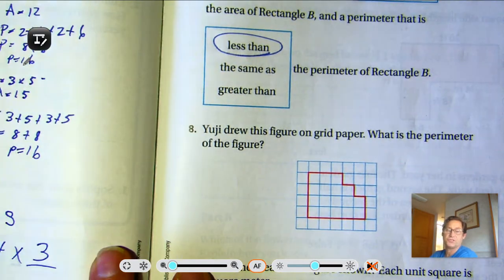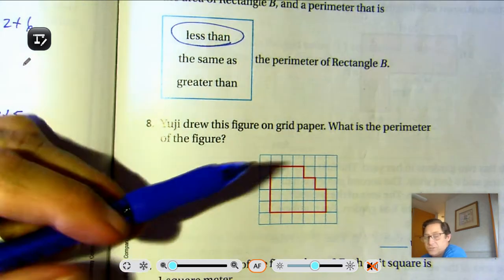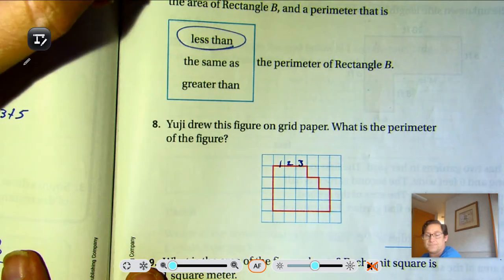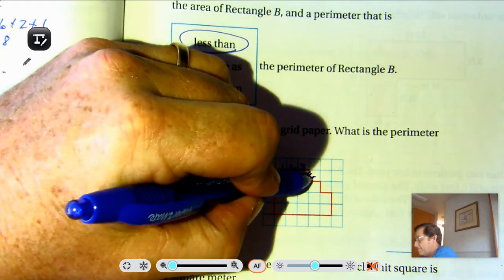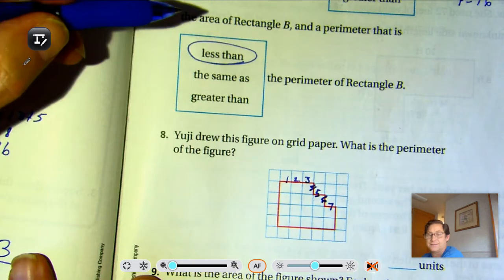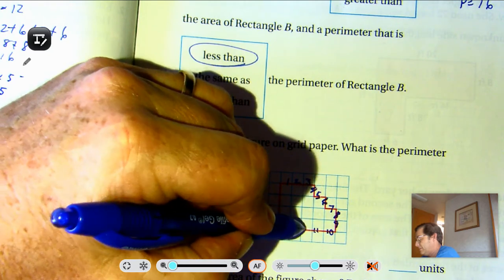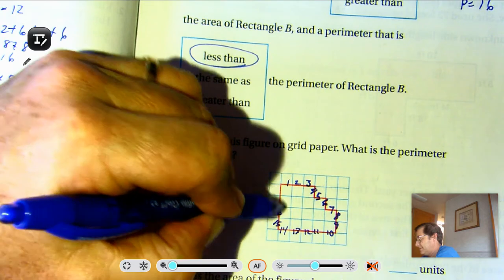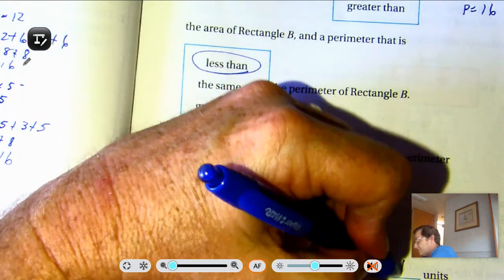Okay, number 8. Yuji drew this figure on grid paper. What is the perimeter of the figure? Again, we're just going to put numbers going around. So count going around. 1, 2, 3, 4, 5, 6, 7, 8, 9, 10, 11, 12, 13, 14, 15, 16, 17, 18. 18 units.